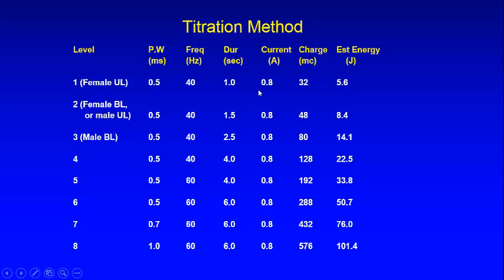You can see that we've kept the current set at the maximum that this machine puts out, which is 0.8 amps, so that when we're initially going up, all we are doing to try to go up is either going up on the duration a bit, going up on the duration, going up on the duration here, then we went up on the frequency, then we went up on the duration. The goal is that in multiplying all of these together and looking at the charge or at the estimated joules, you can see that for each notch we're going up, we're about 1.5 times higher than the last setting.